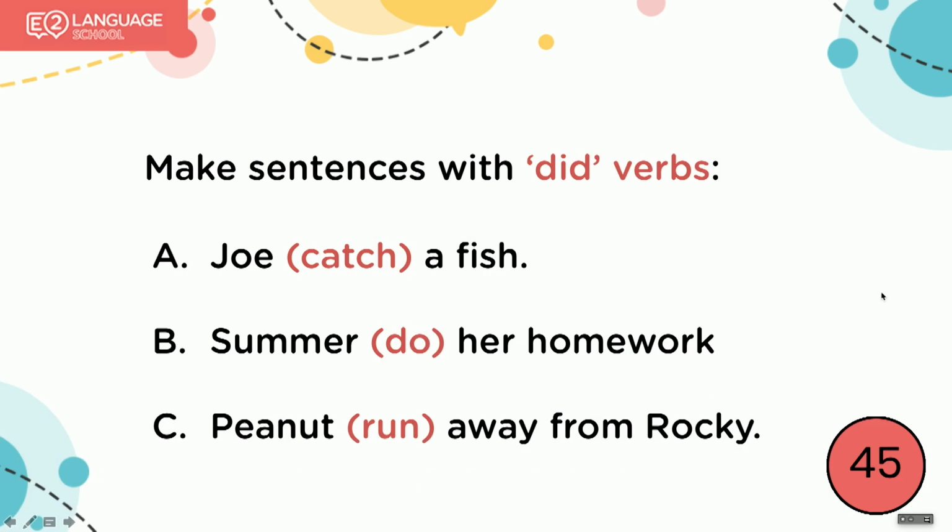Okay, let's do an activity with the irregular did verbs. What I want you to do is to make a sentence using an irregular did verb. So it's not catched, it's not doed, it's not runned. Please change these sentences.